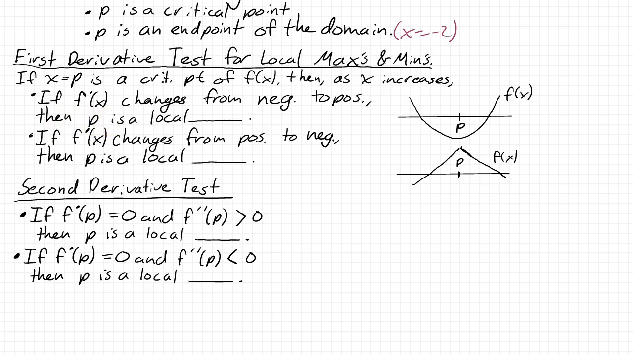Let's think. What does that look like when f prime changes from negative to positive? On the graph, it would look like f is decreasing, and then as you go to the right, it starts increasing again. And that's what's happening here. You have f prime of x negative here, so this is like a graph of f, but f prime would be less than 0 on this side, and then f prime would be greater than 0 on the right side. And when that happens, you go from decreasing to increasing. That makes p a local minimum.